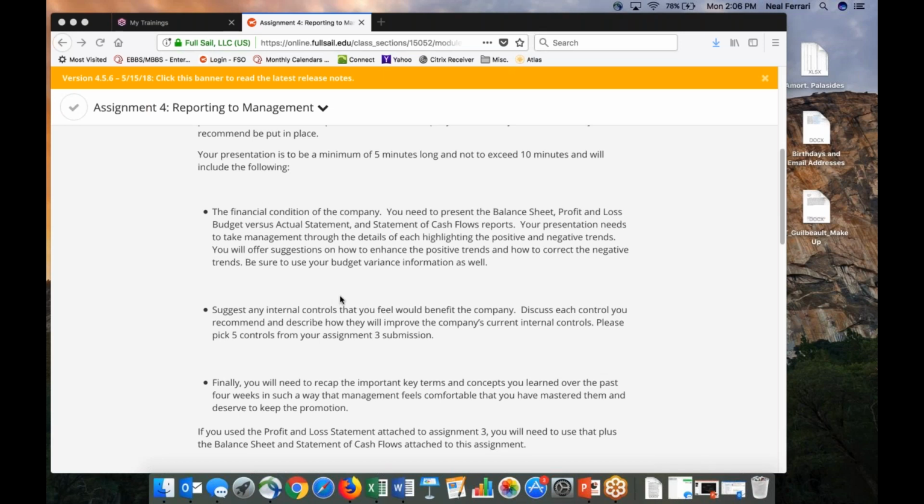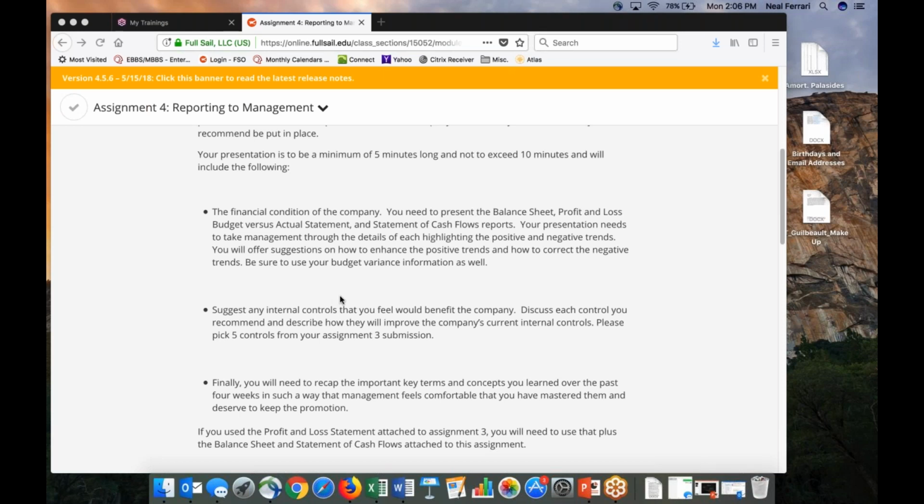You just turned in a Word document with 10 internal controls. What you were supposed to do was to name the control, explain how it works, and then explain how you would know it's actually being followed. So for this presentation, you're being asked to pick 5 of them and put them in your keynote or PowerPoint.